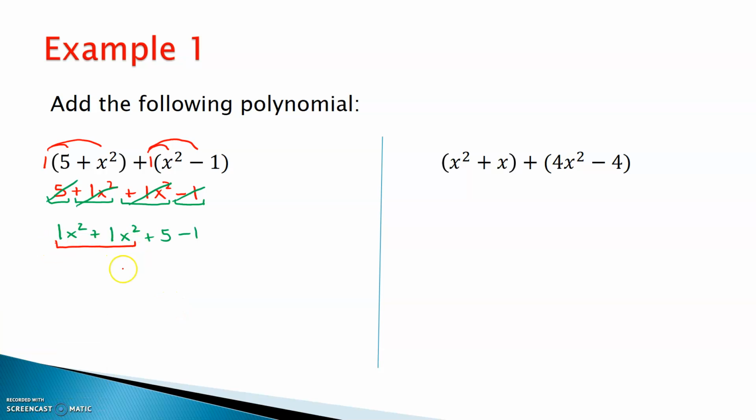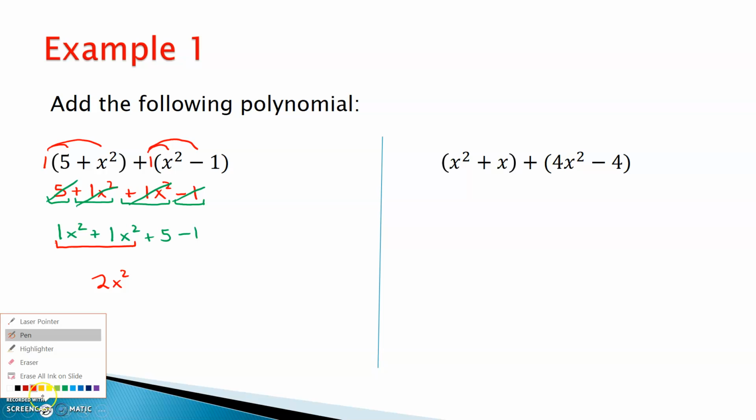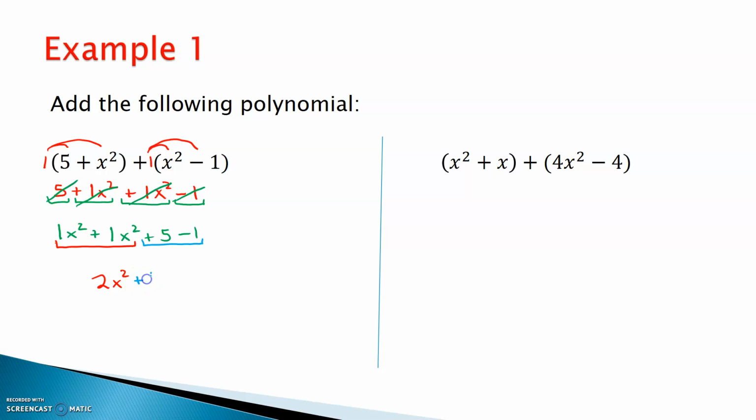These guys are both x to the 2nd. 1x to the 2nd plus 1x to the 2nd is going to give me 2x to the 2nd power. Again, I only add the coefficients. The exponents, the powers stay the same. And then what about the other guys here? Well, let me use a different color here. 5 and minus 1 just gives us positive 4. And that's it. That would be our final answer right there. We circle that and we call it a day.